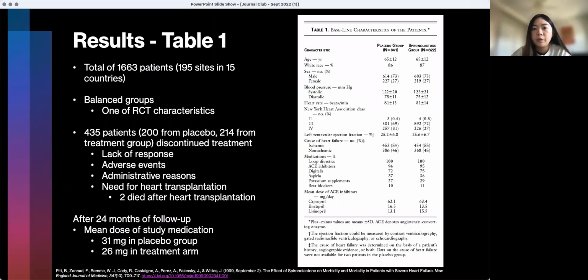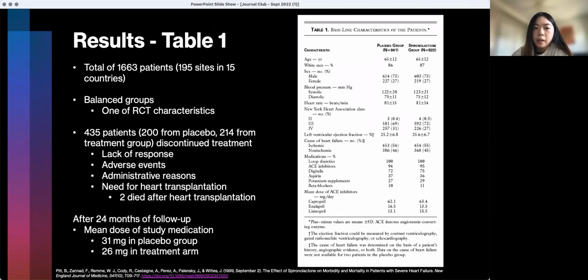And then we can move on to the results section, where this is our table 1. So we have a total of 1,663 patients recruited across 195 sites in 15 countries. So that's a very big international trial. As you can see from the summary, we have balanced characteristics between the treatment and placebo group, which is, again, one of the RCT characteristics. It's also important to note that most of the patients here are white males. That is one thing important to note in the study.